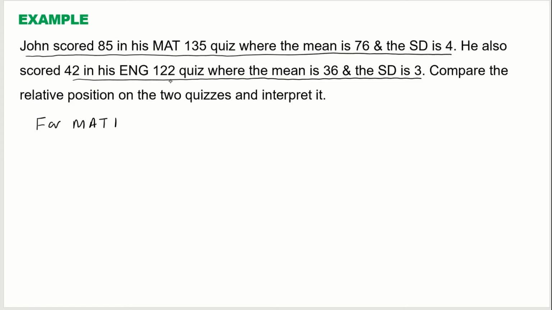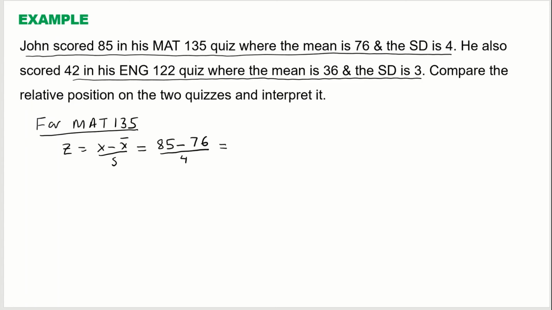For Math 135, if you want to find the z-score, how many standard deviations above or below the mean, we can see here the mean is 76 and he obtained 85. So definitely he is above the mean, but how many standard deviations above the mean? Let's find that. The formula is x minus mean over the standard deviation. Your x, or the obtained value, is 85. The mean is 76 and the standard deviation is 4.